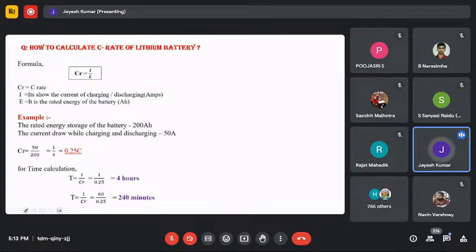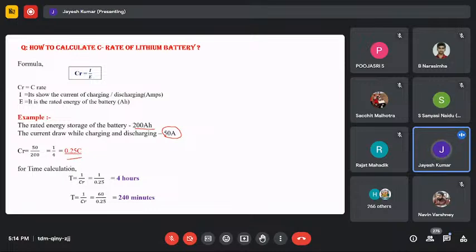For example, I can take a battery of 200 milliampere hour, 200 ampere hour, and the current drawn is only 50 ampere. So while putting this in the formula, you can see that I get 1 by 4, which means 0.25. So this battery has a C rate of 0.25.